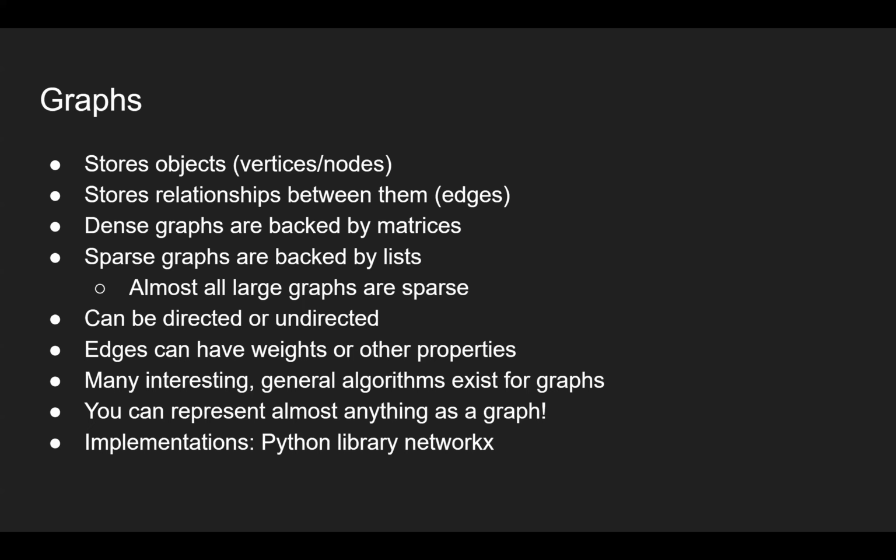Graphs can be represented in more ways, but they're mainly represented in two ways. They can be backed by matrices or lists. Can someone tell me about those? Yes, so either an adjacency list or an adjacency matrix, and what's the difference?